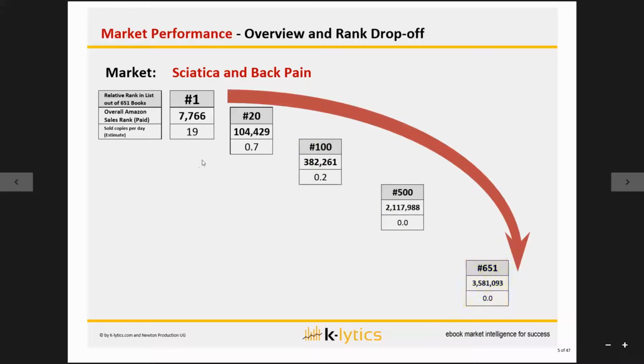So like many non-fiction markets, this is a very, very tight market. You have to have a really good book and really good marketing, because the money is only being earned in the top end of the market.